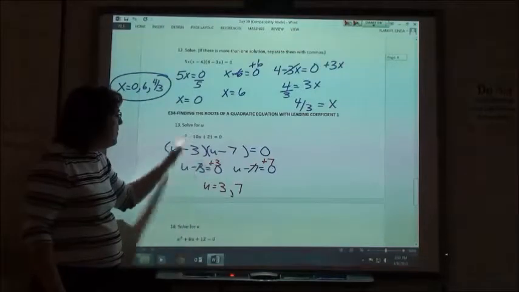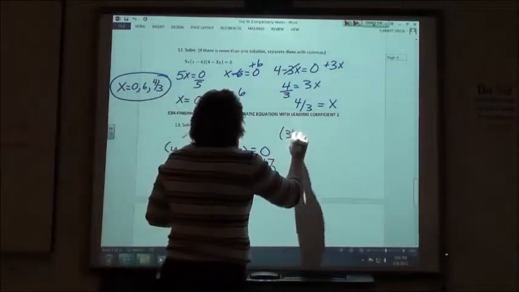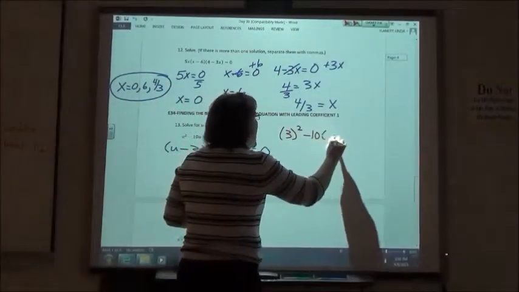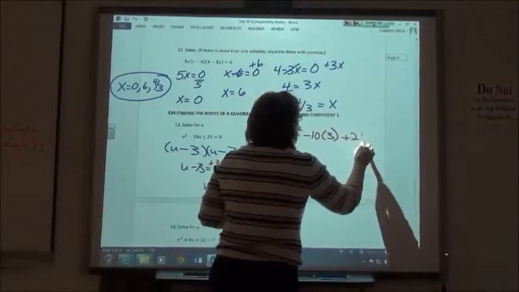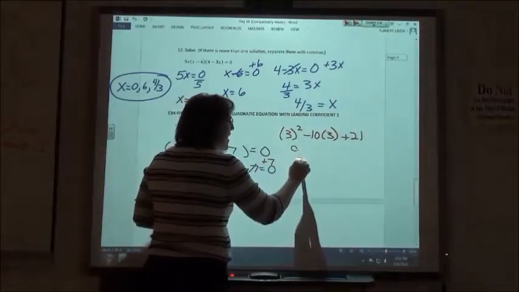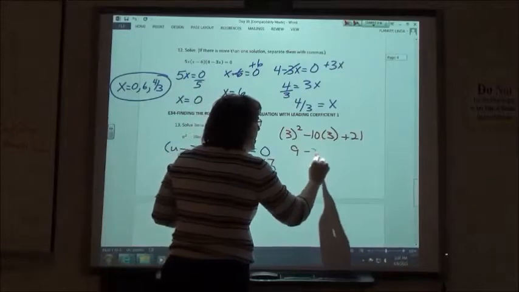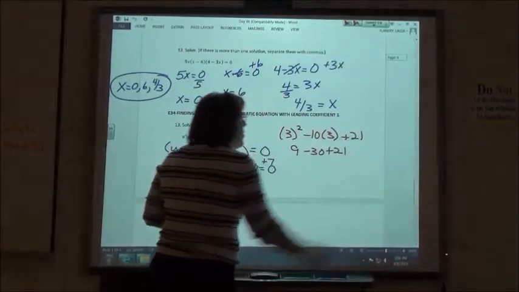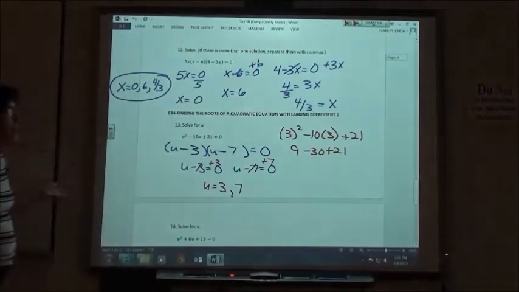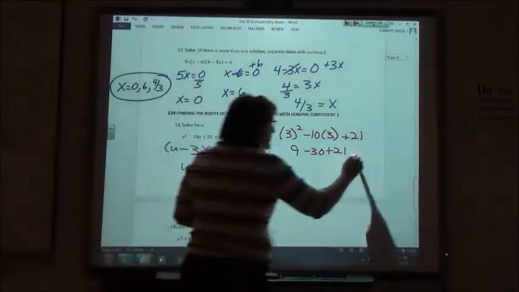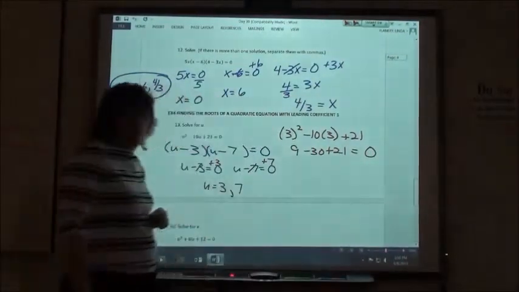of 0. If I pick the 3, 3 squared minus 10 times 3 plus 21. 3 squared is 9. Negative 10 times 3 is minus 30 plus 21. If you do 9 minus 30 plus 21, sure enough you get 0.